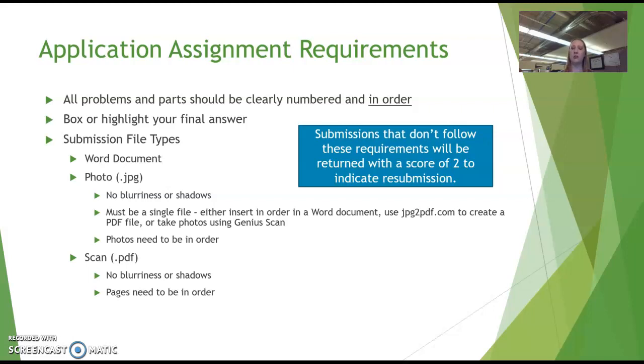You can also scan your work. So if you have access to a scanner, you can do that. Just again, make sure everything is in order. Any submissions that don't follow these requirements will be returned with a score of a 2 to indicate that you need to resubmit, because if these things are out of order or hard to read, it's hard for me to grade.